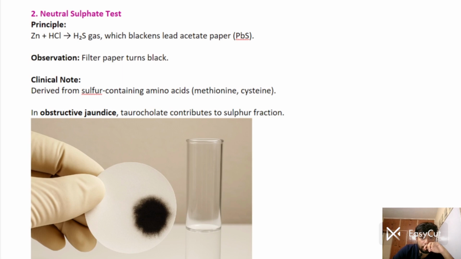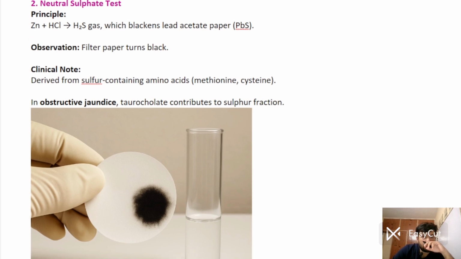Now the neutral sulfate test. The principle of this test is that zinc, whenever it combines with hydrochloric acid, produces H2S gas, which blackens lead acetate paper, forming lead sulfide. What you have to do for the neutral sulfate test: take 5 ml of urine, add a pinch of zinc powder, add HCl to it, and hold a filter paper dipped in lead acetate at the mouth of the tube. This filter paper will form a black color. You can see this black color.